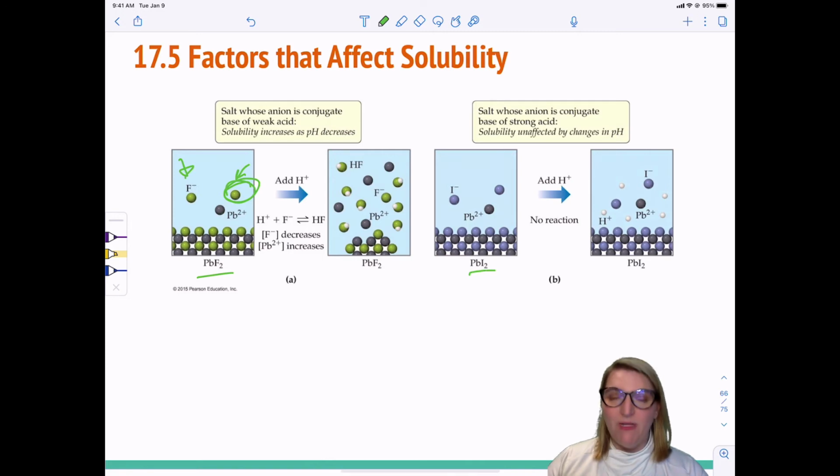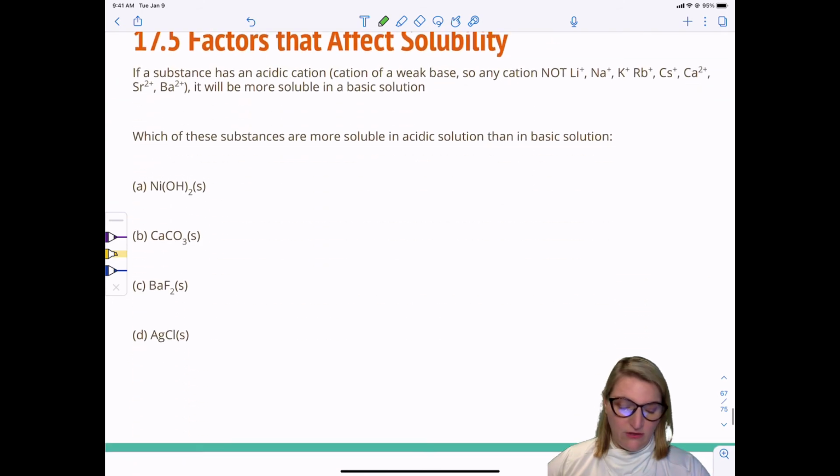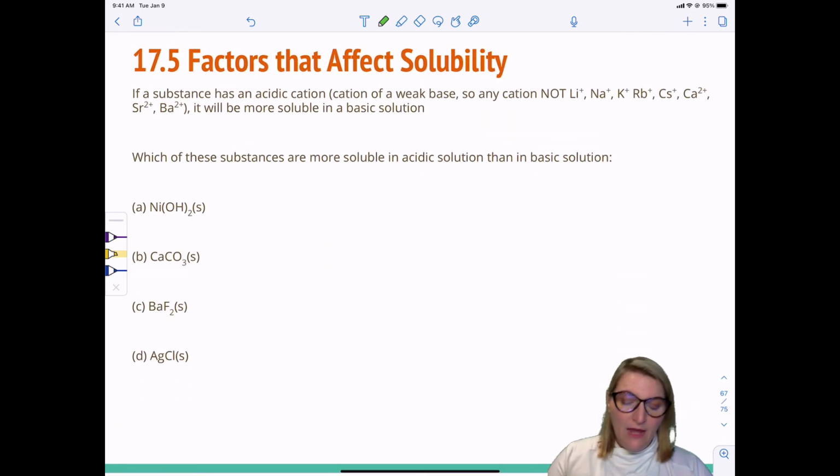But if I'm using PbI2 and I add H+, HI is not going to form because HI is a strong acid. So it all has to do with whether the anion is associated with a strong acid or weak acid. And since you've memorized the 7 strong acids, you know every anion that is not associated with a strong acid we could consider weak.